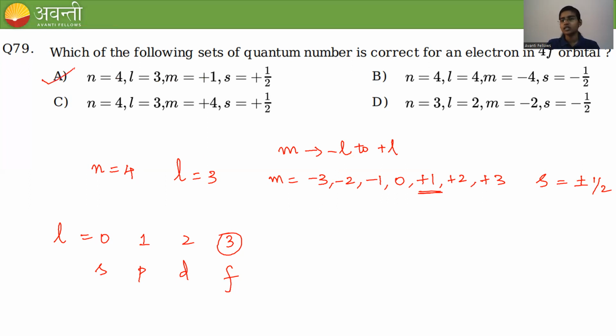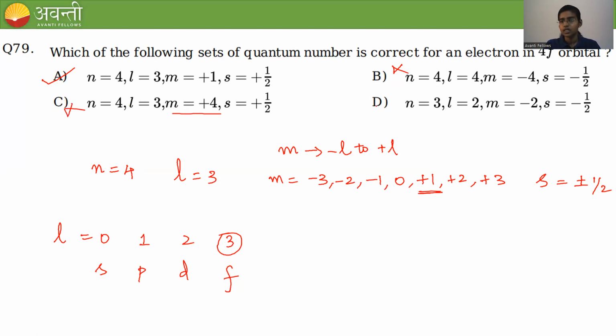You can cross check with the other options also. So here you see, for a given n value, the l value is 4. It cannot be 4, it is 3, right? So this cannot be the option. And here n and l values are equal and correct, s value is also correct, but m value is given as +4. So +4 doesn't fall under this magnetic quantum number, so it cannot be the option.